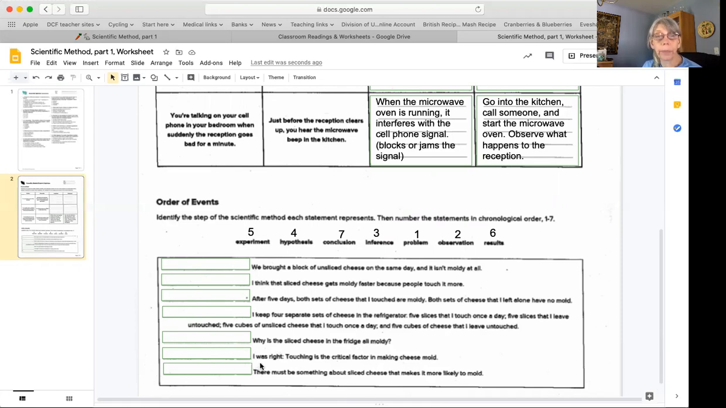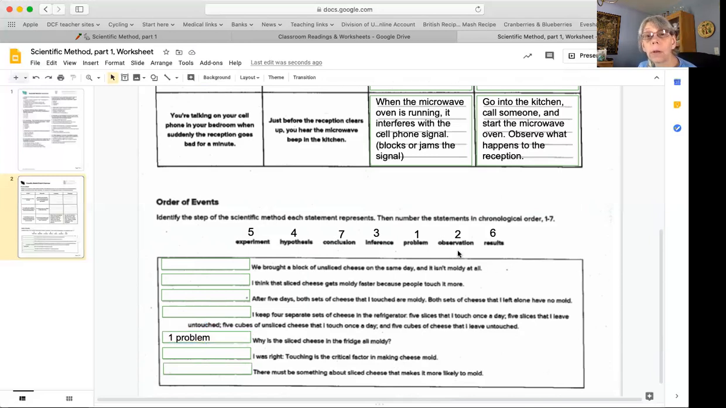I was right. Touching is the critical factor in making cheese moldy. Does that sound like the beginning of the process? Does this sound like it's more at the end of the process? There must be something about sliced cheese that makes it more likely to mold. All right, I'm going to give you a few. All right. I think we found the problem right here. Why is the sliced cheese in the fridge all moldy? That's a problem, especially if you wanted to eat the cheese. Okay?